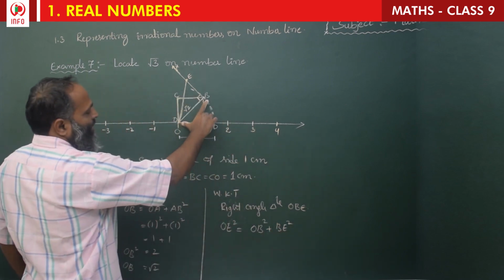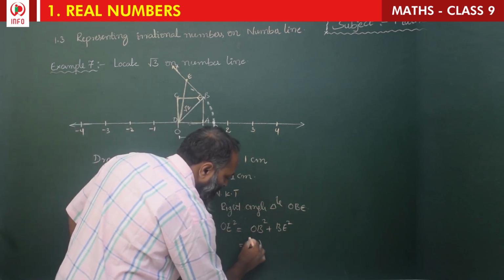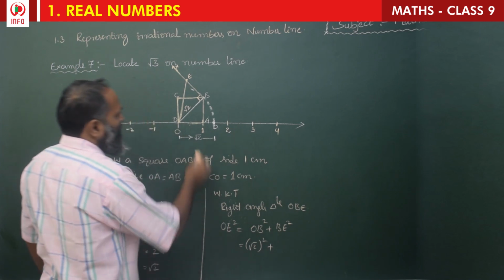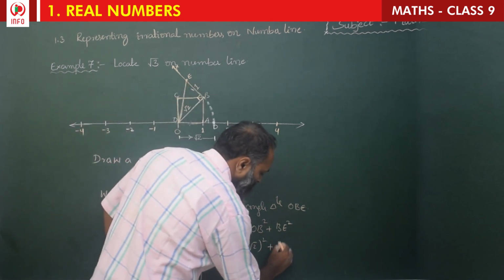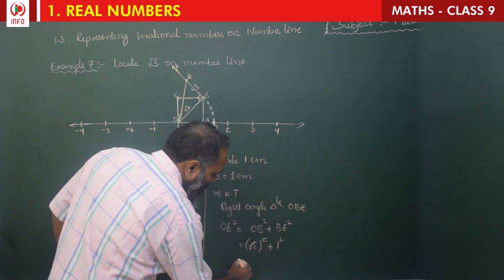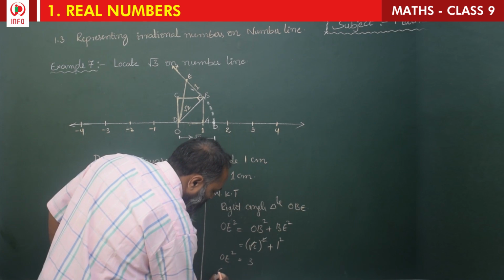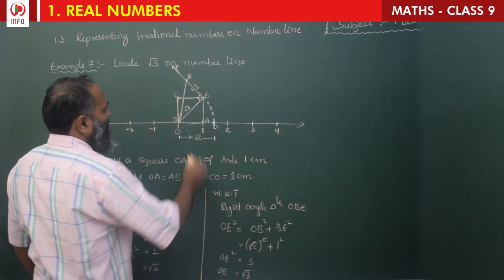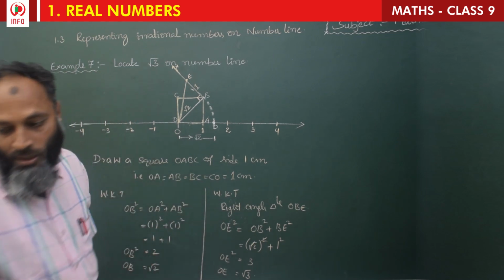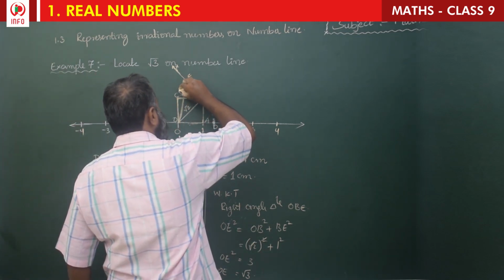What is OB square? OB is root 2, so OB square is root 2 whole square. And B to E is 1 unit, that is 1 square. Square and root will get cancelled, 2 plus 1 is 3. OE square is equal to 3, so OE is equal to root 3. The total OE length is root 3.